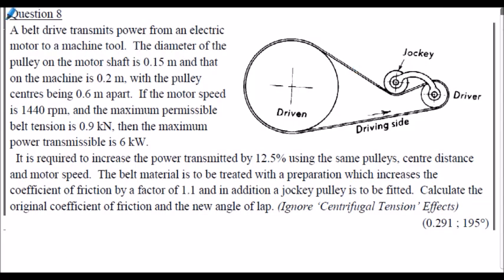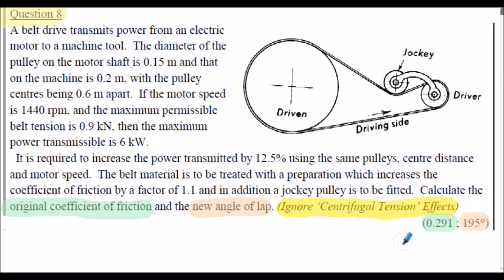Here's question 8 for your attention. Again, I'll let you review this at your own pace. Note in this case it is a flat belt drive, no V-groove angle is stated here, and we're also informed to ignore centrifugal effects. Note we're asked to calculate an original coefficient of friction, given the information in the question, and a revised angle of lap. Answer shown in the bracket here.